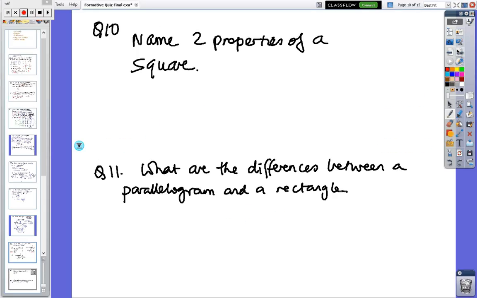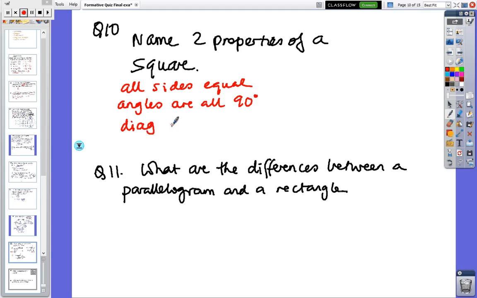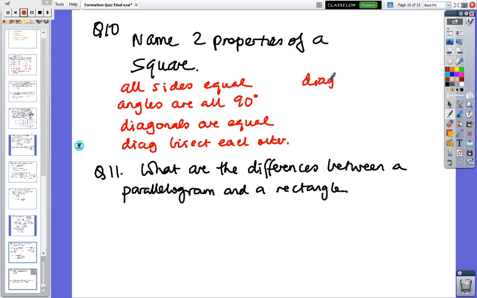Okay, that's it. Name two properties of a square. What are the differences between a parallelogram and a rectangle? Again, you should just have this on your cheat sheets. When you're ready, come back live. Okay, name two properties of a square. Oh, got heaps. All sides are equal. Angles are all 90. Diagonals are equal. Diagonals bisect each other. There's heaps. Diagonals are perpendicular.